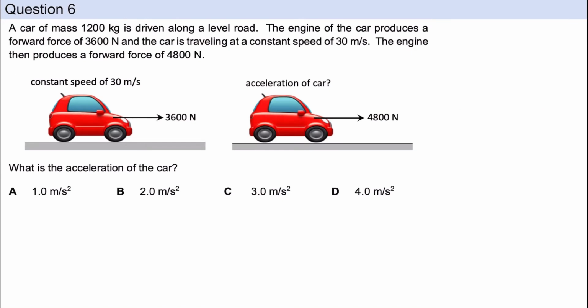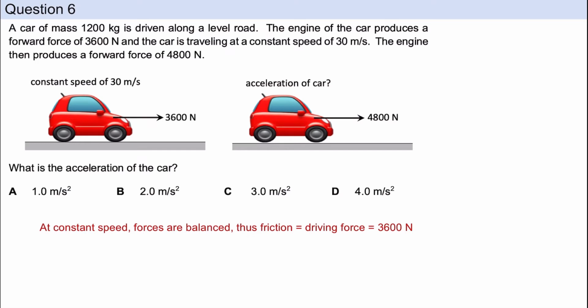In question 6, you have a car of mass 1200 kg. The engine produces a forward force of 3600 newtons, and the car is moving at a constant speed of 30 meters per second. What this tells you is that the forces are balanced, which means there must be a frictional force of 3600 newtons.